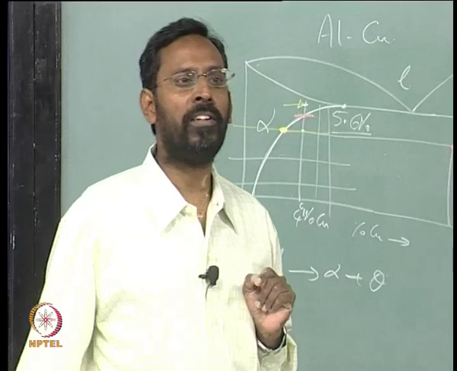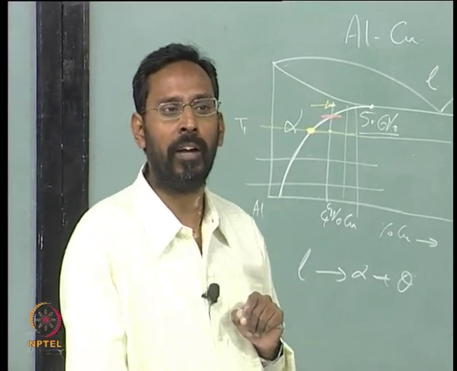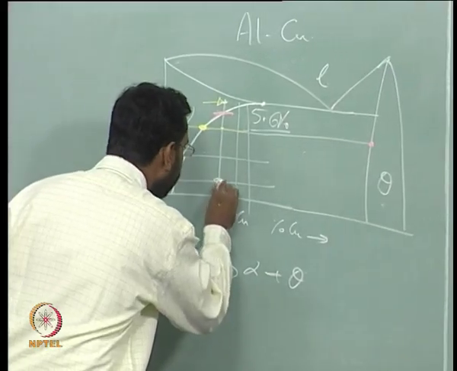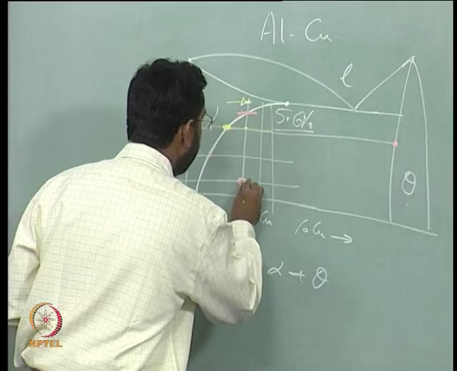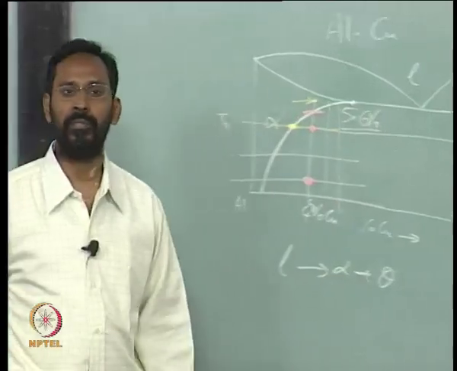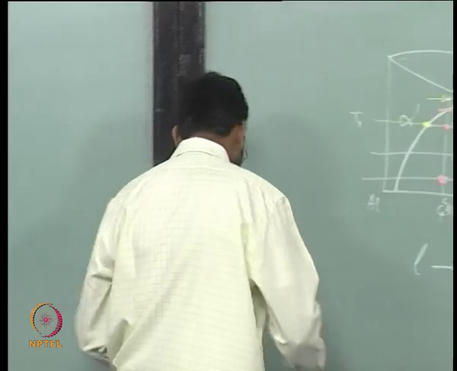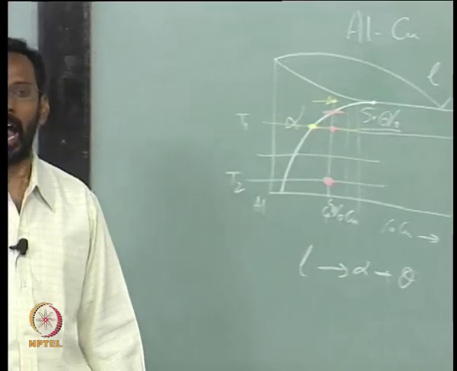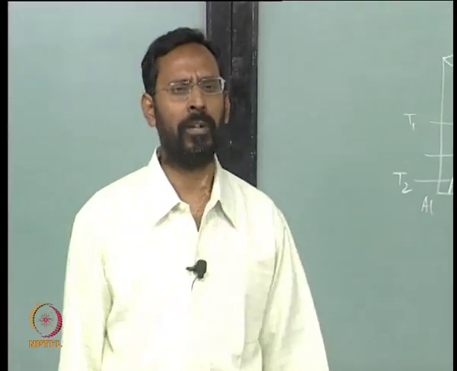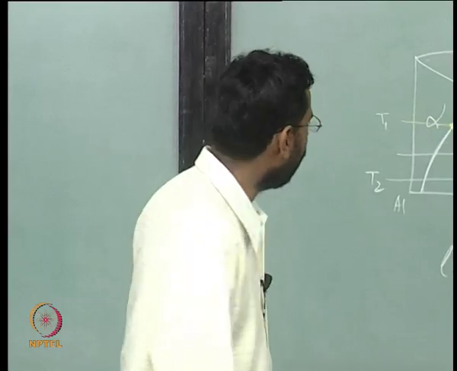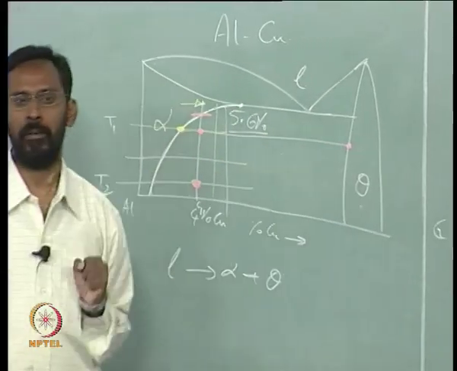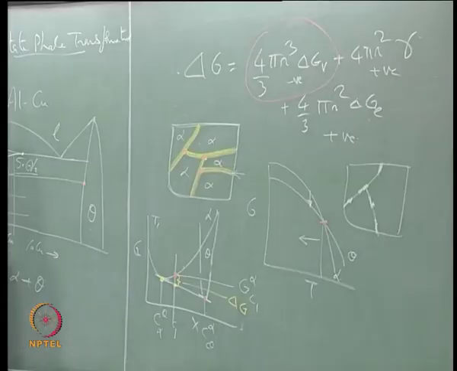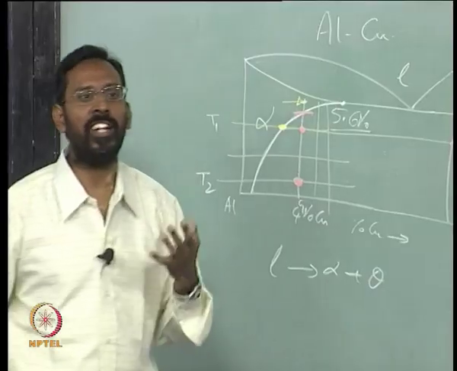How does the precipitation not occur if it is occurring at much lower temperature? For example, if the precipitation is occurring at this temperature, let us say I call this T2, instead of T1, what is the difference between the two? Ultimately the phase diagram shows only theta phase, theta has to nucleate, but theta nucleation at the grain boundaries at temperature T2 is not easy.